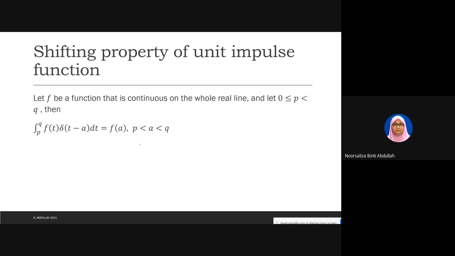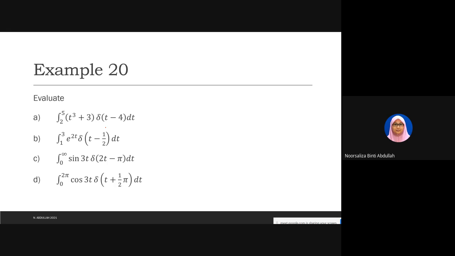Okay, so shifting property of unit impulse function. Kita tengok let f be the function that is continuous on the whole real line, and then let p lie between 0 and Q, and then if you do the integration from P to Q, Ft delta T minus A, your answer will be F A, where A is between P and Q. Oh, this one is Q, not A. Okay, kita tengok contoh. You all tengok contoh baru boleh faham.